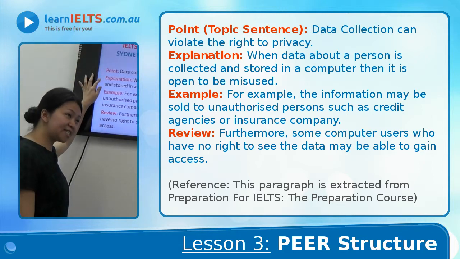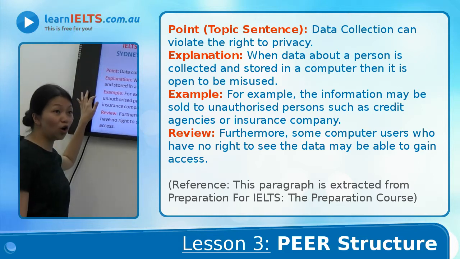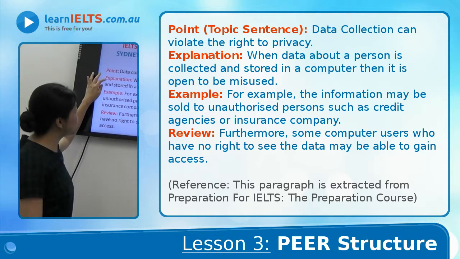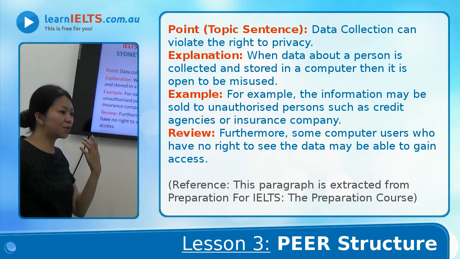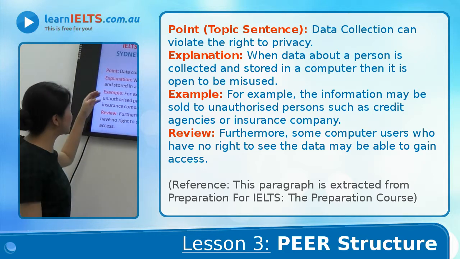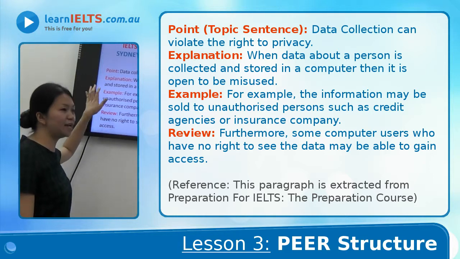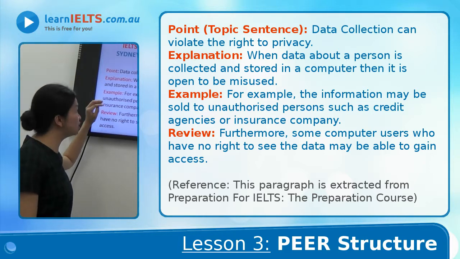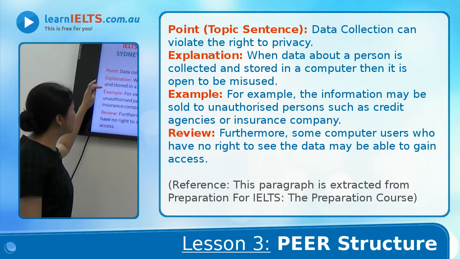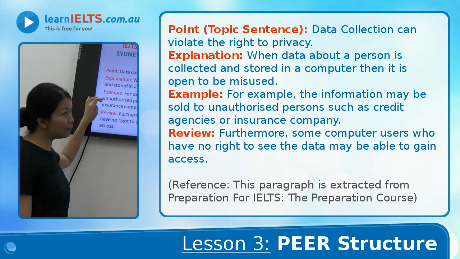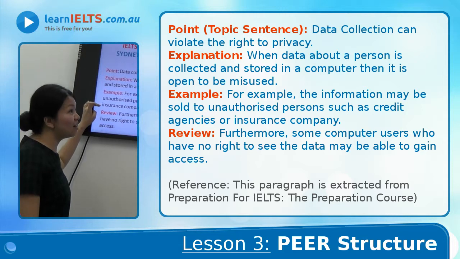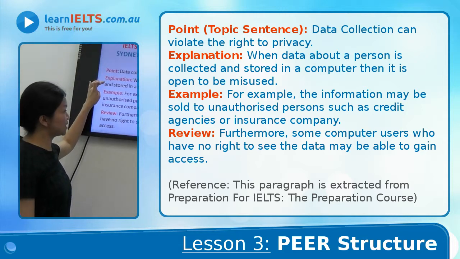The important thing is, explanation is not an example. Explanation is something where you use your reasoning to argue and to explain the point, but it's not an example. There should not be any names, any real information, any real example here. For the third sentence, you should use an example. The example is used to explain or to illustrate the explanation sentence.